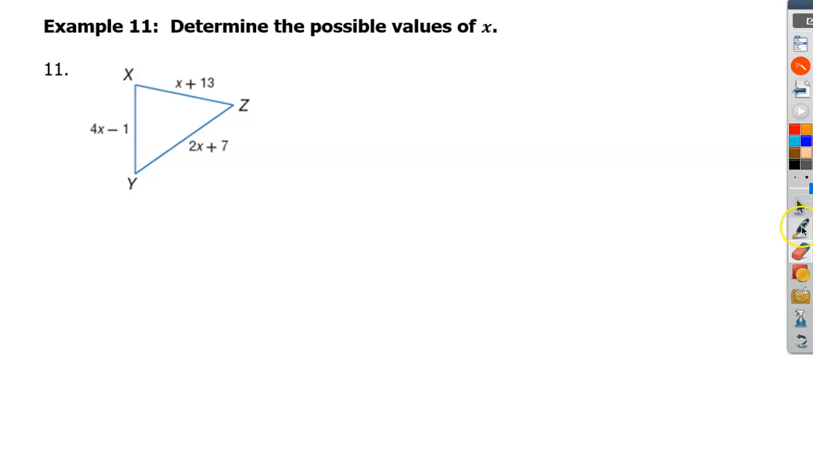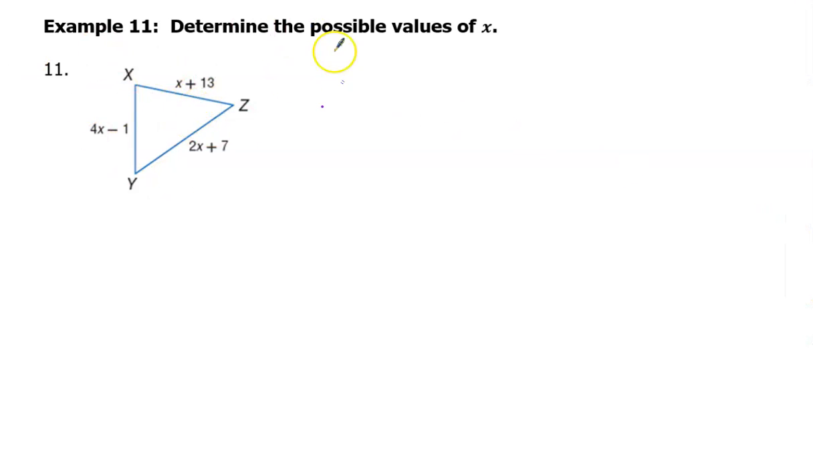So if I start with x being larger than 0, that will help. Now, if x was 1, this side, 4x minus 1, would be 4 minus 1, which is 3. This side would be 2 plus 7, which is 9. And this one would be 14. Now, which side is the longest? This side is my longest side. However, if x is 1, these two need to be greater than 14 when added together, and they are not.